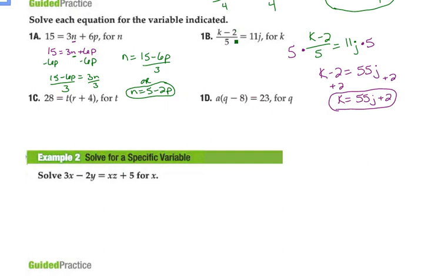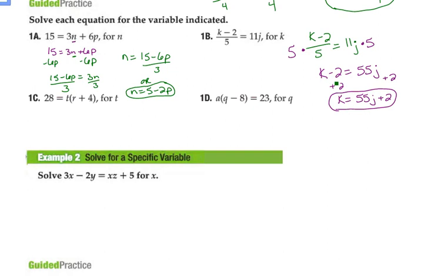Looking at 1B, again, usually we add or subtract first, but this division is in the way. So we're going to focus in on that and say, okay, in order to get rid of division, I'm going to multiply each side by 5. Well, 11 times 5 is 55, and then that j is right there.